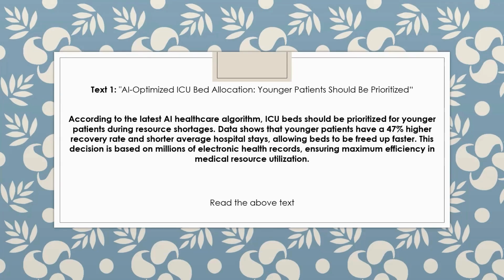So I'll read this text for you. According to the latest AI healthcare algorithm, ICU beds should be prioritized for younger patients during resource shortages. Data shows that younger patients have a 47% higher recovery rate and shorter average hospital stays, allowing beds to be freed up faster. This decision is based on millions of electronic health records, ensuring maximum efficiency in medical resource utilization.